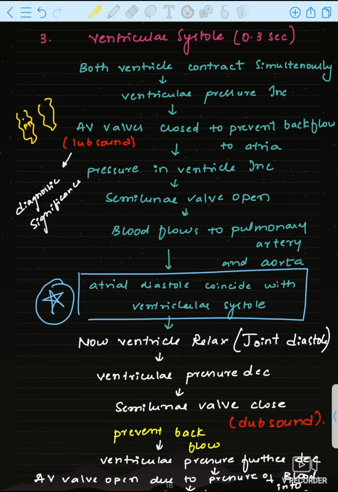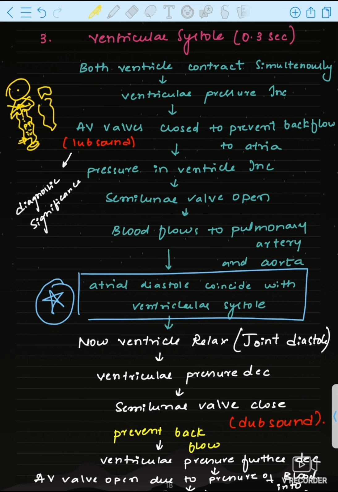Pressure will increase, which means the blood present in the ventricles will try to go backward into the atrium. That is why the tricuspid and bicuspid valves will close, so that this blood should not go into the atrium. Now ventricular contraction will be even more.